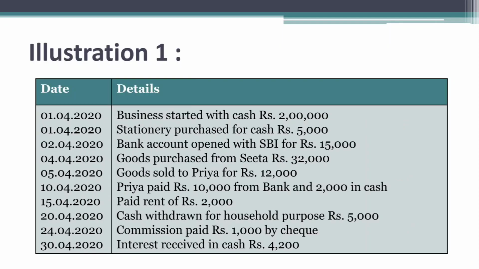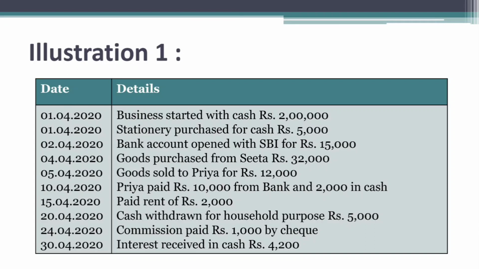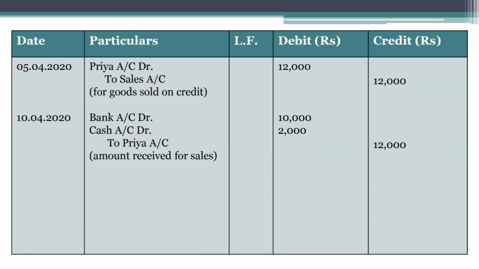Next is goods sold to Priya for Rs 12,000. In this case, revenue is being increased. So we credit the sales account with Rs 12,000. Priya paid Rs 10,000 from bank and 2,000 in cash. Now we know that for this transaction we have to make a compound journal entry in which more than two accounts are involved. Bank account debit, cash account debit to Priya account. 10,000, 2,000 and 12,000. Also we have mentioned the narration.